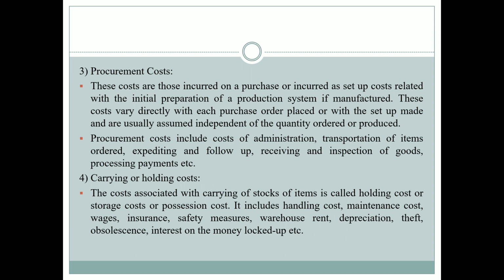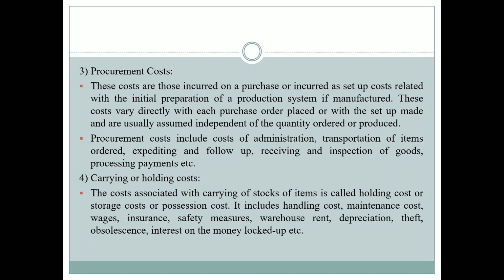The third one is procurement cost. These costs are those incurred on a purchase, or incurred as setup costs related to the initial preparation of a production system if manufactured. These costs vary directly with each purchase order placed or with the setup made, and are usually assumed independent of the quantity ordered or produced. Procurement costs include the cost of administration, transportation of items ordered, expediting or follow-up, receiving and inspection of the goods, processing payments, etc.